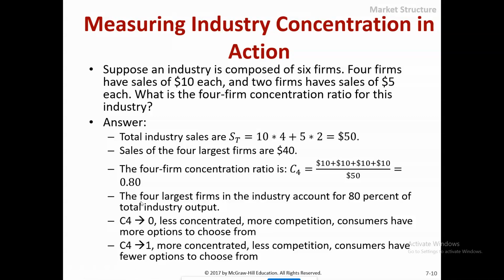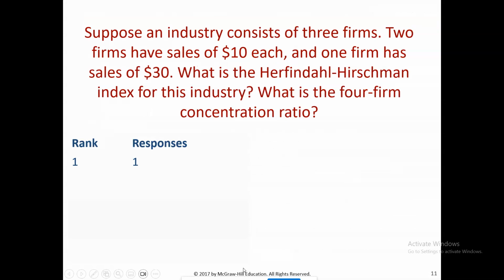The 4 largest firms in this industry account for 80% of the total industry output. And it is close to 1, which means this industry is fairly concentrated. There's less competition. Consumers have fewer options to choose from.